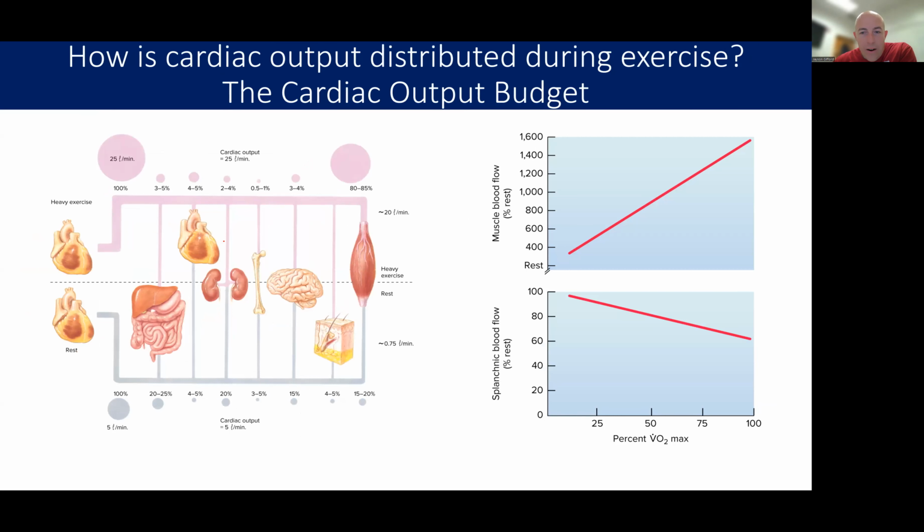So this diagram illustrates just a rough idea of what happens during exercise. Your muscle blood flow is going to go up a lot. This shows like a 1,600% increase in muscle blood flow, while blood flow to your splanchnic region, which is really just the gut and the kidneys kind of idea, is going to go down about 20% or so, maybe more, depending on the organ during exercise.